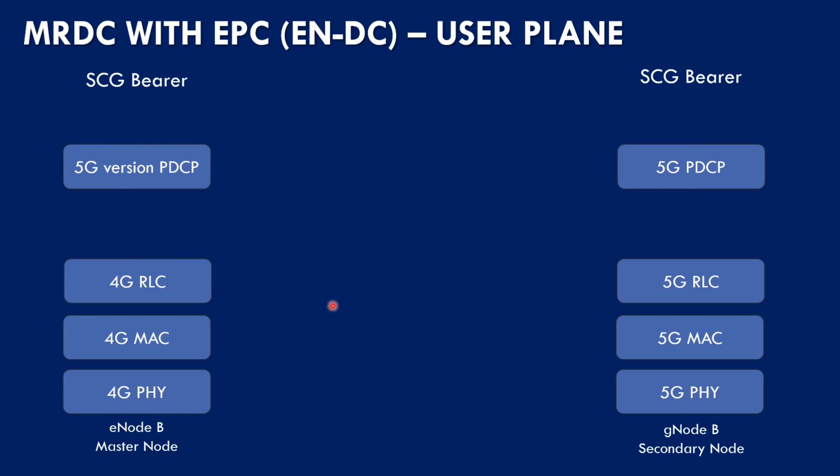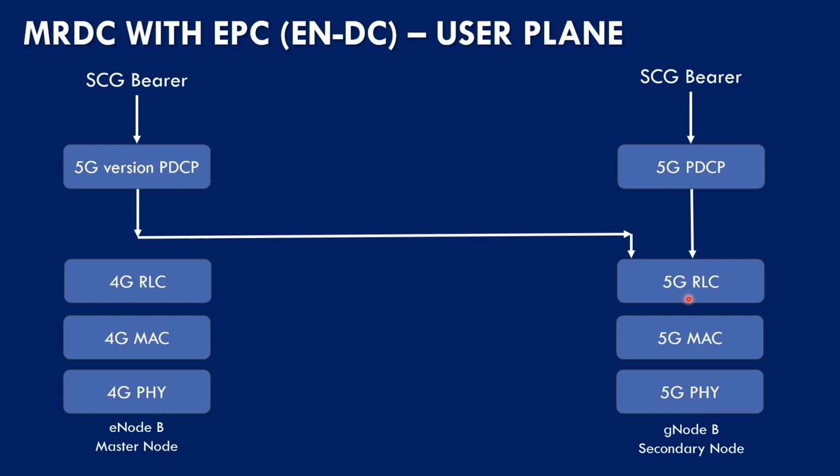Now let us discuss the SCG bearer, or secondary cell group bearer. As we can see, RLC is located in the secondary node, so this bearer is an SCG bearer. An SCG bearer uses the RLC, MAC and physical layers within the secondary node. That is, it uses a 5G implementation of these layers and the 5G air interface. An SCG bearer always uses the 5G version of PDCP, irrespective of the node, whether a G node or an E node is used. The PDCP layer is always the 5G version.